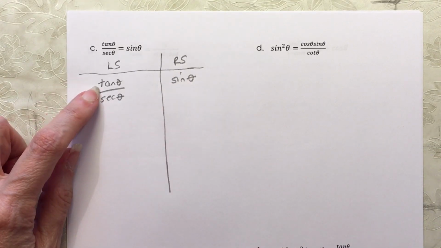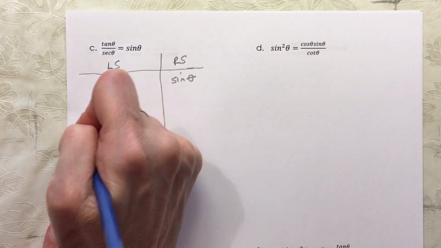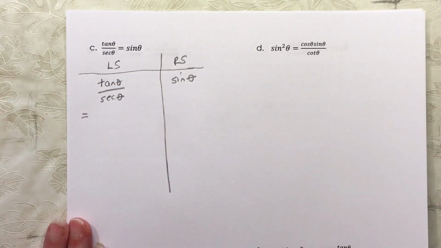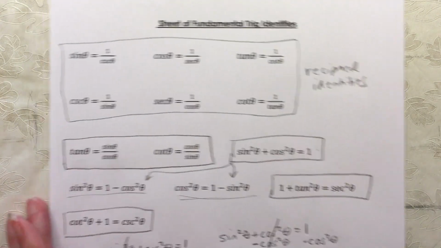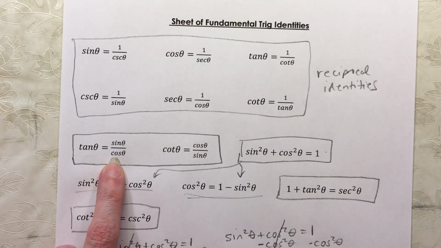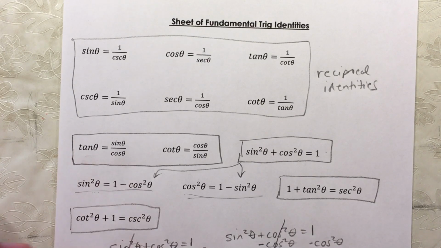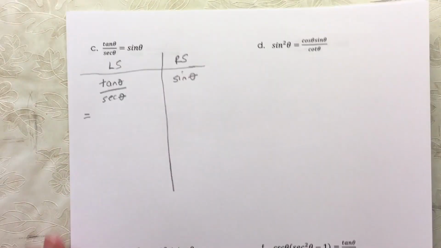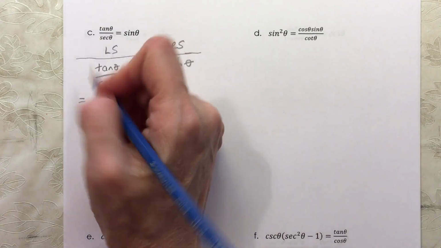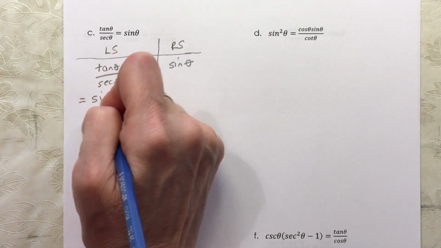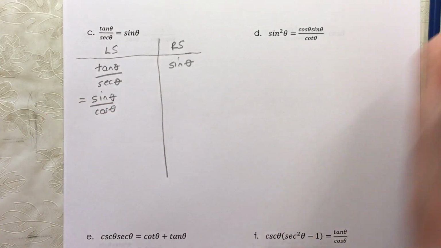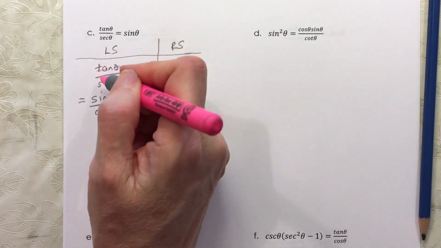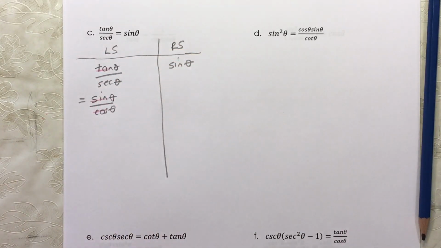So then I would want to look at my list of identities and see if there's a way that I could write tan theta that's in terms of sine or cos or both. And we proved earlier that tan theta can be written as sine theta over cos theta. So I'm going to replace tan theta with sine theta over cos theta. So this and this are equivalent.